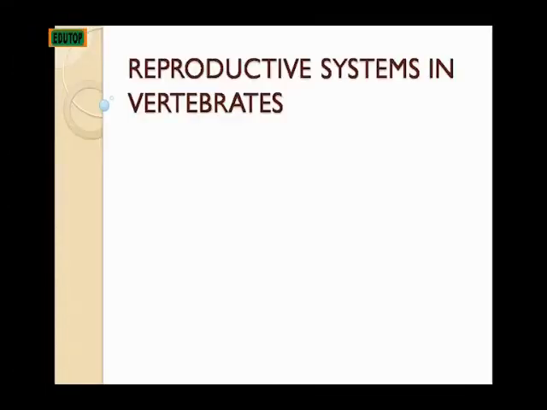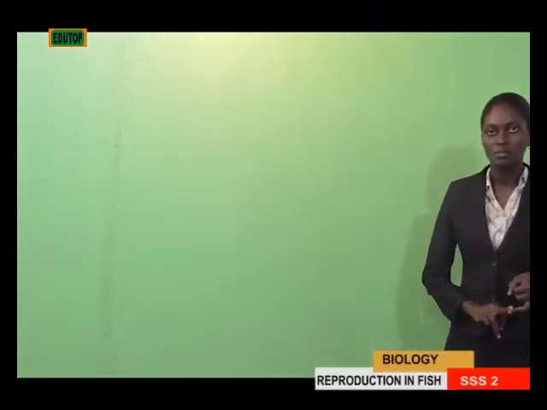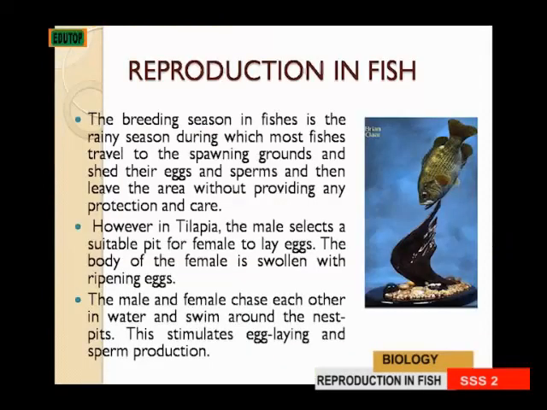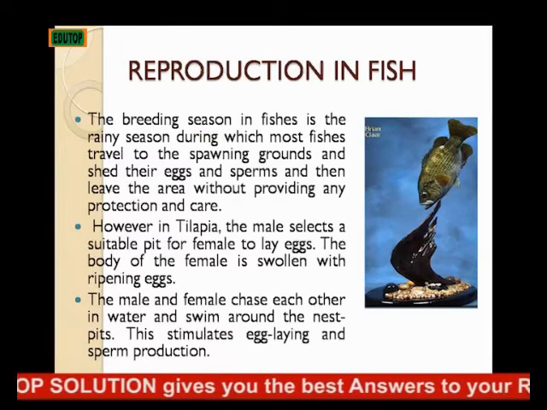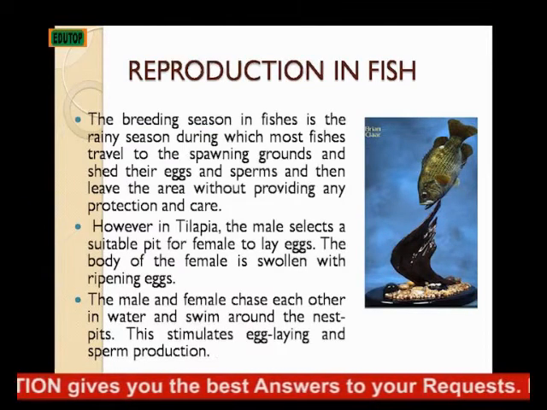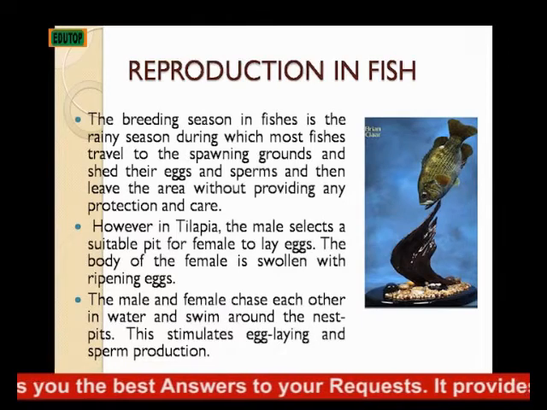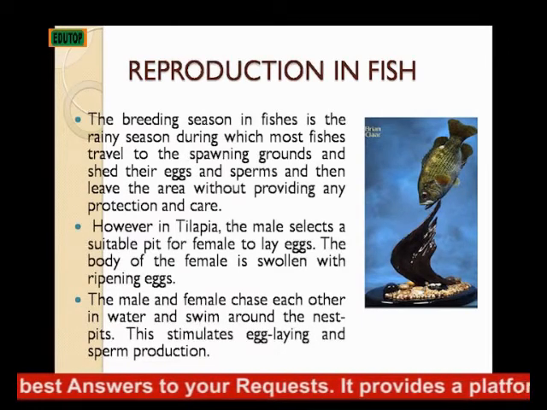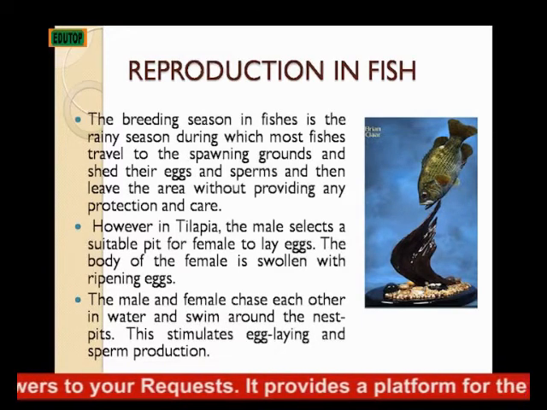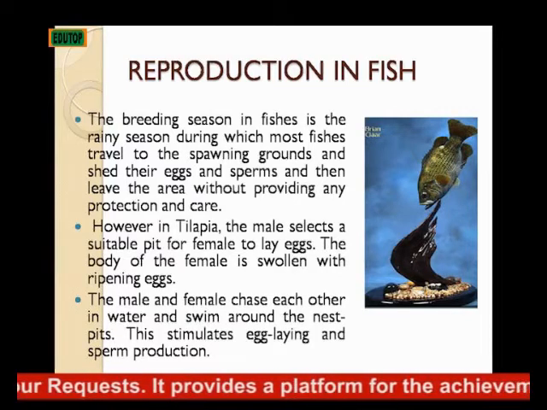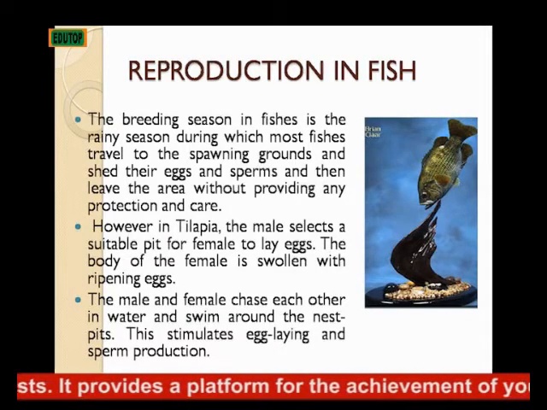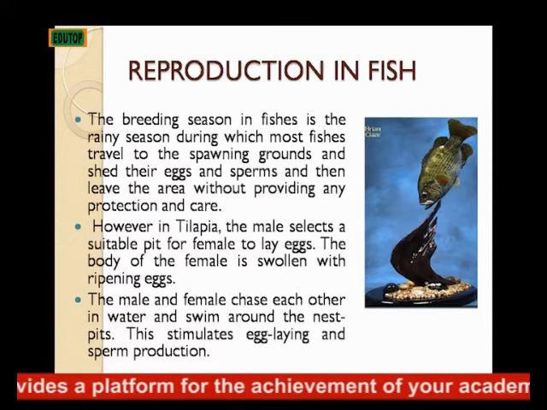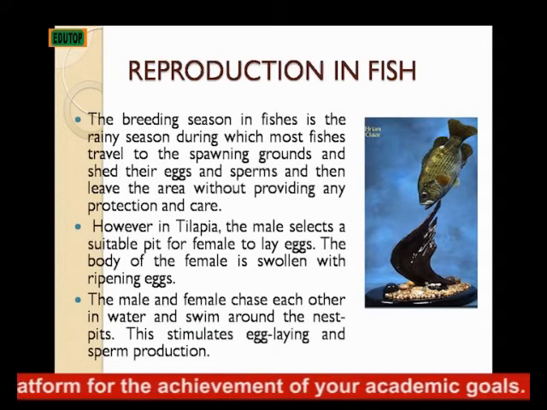We'll be talking about the reproductive systems in vertebrates. The first vertebrate we'll be talking about is that of fish. So reproduction in fish. The breeding season in fish is the raining season, during which most fishes travel to the spawning grounds and shed their eggs and sperms, and then leave the areas without providing any protection and care.